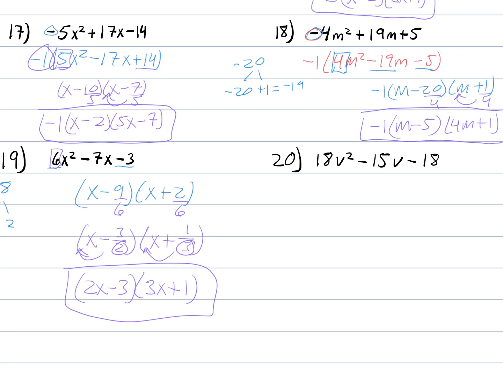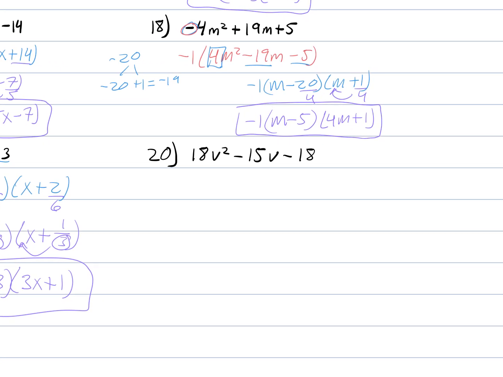All right. Now this last one, as always, check if there's a GCF. Between 18, 15, and 18, you can take out a 3. So if you take out a 3, you're going to be left with a 6v squared minus 5v minus 6. All right. And then, as always, you do first times last. That's going to get me a negative 36. I want factors of negative 36 that add to negative 5. That's going to be a negative 9 and a positive 4.